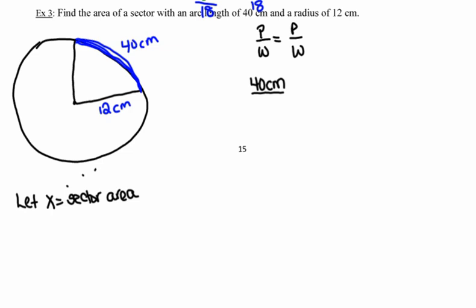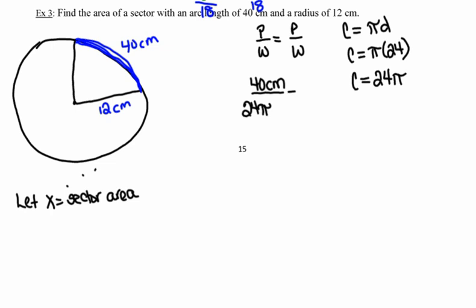And again, they don't tell me circumference, but it's a fairly easy thing to find if I use the formula that's given to me on my formula sheet. So a radius of 12 would be a diameter of 24, making the circumference of this circle 24 pi. And it's going to equal the part, which is the area of my sector, over the whole area of the circle, which I do need to go ahead and compute.